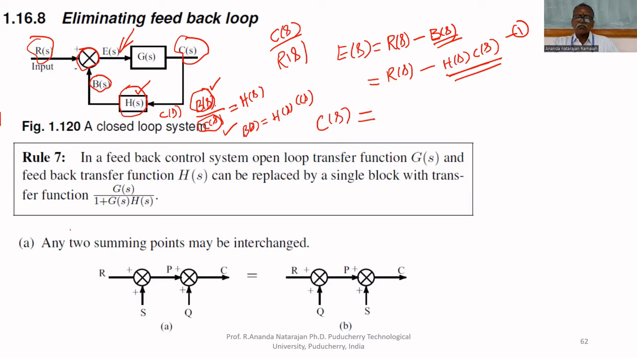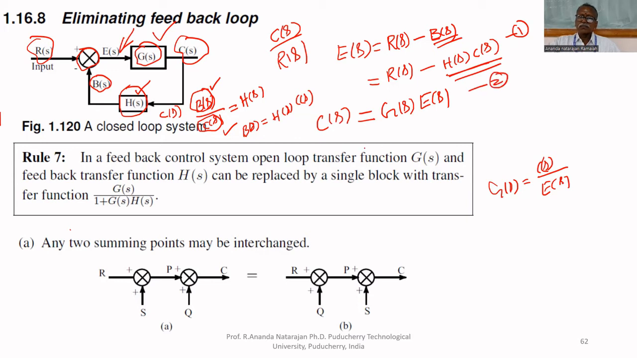Now, what is C of s? It is the output. What is the transfer function G of s? Transfer function G of s equals the Laplace transform of output C of s upon E of s. Am I correct? Therefore, C of s equals G of s multiplied by E of s, because the output is C of s and the input is E of s.